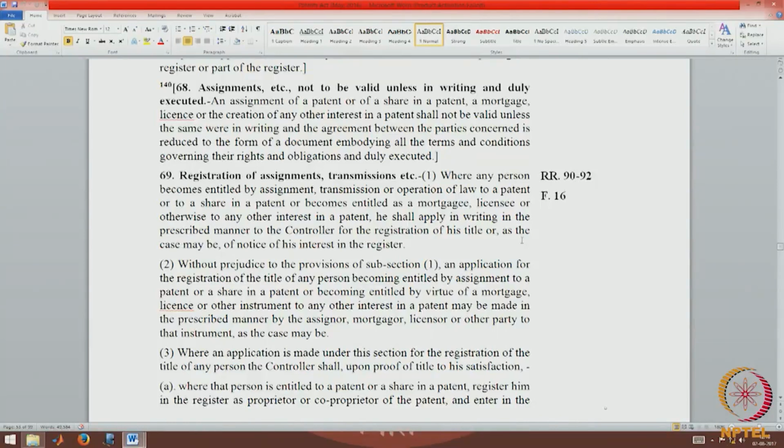But when we talk about an assignment, the assignment is a full-fledged transfer of rights. Assignment, transmission, operation of law of a patent or a share in a patent, when we talk about the first part of 69(1), we are referring to an absolute transfer of rights in a patent from entity A to B.